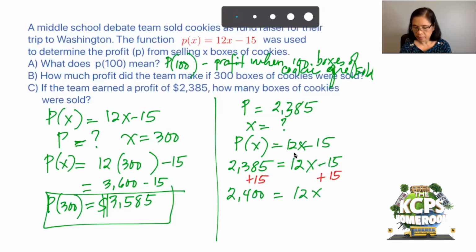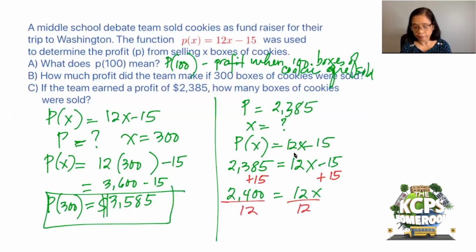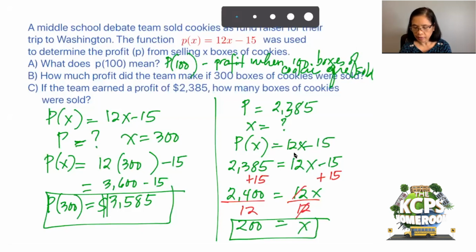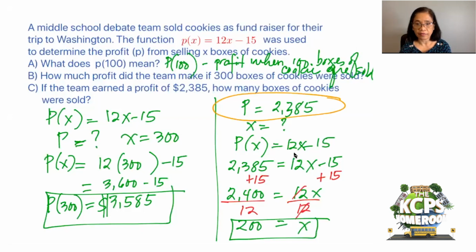And by inverse operations, again, we divide both sides by 12. This cancels out. 12 over 12 is 1 times X will be X. And 2,400 divided by 12 is equal to 200. Our interpretation, again: when X is 200, that means the profit earned by this team is 2,385.